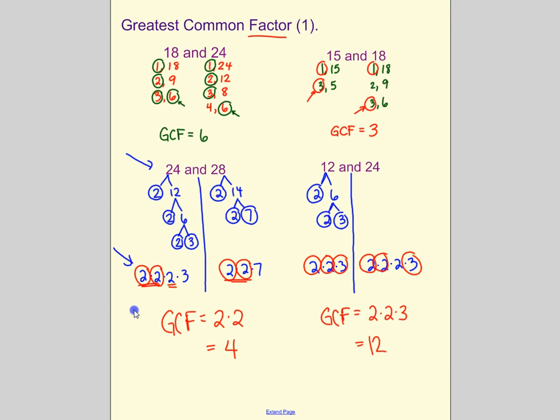Now, I don't care which method you use. You can choose to list your factors or you can choose to do the prime factorization. Whichever one seems easier to you, it's completely fine with me.